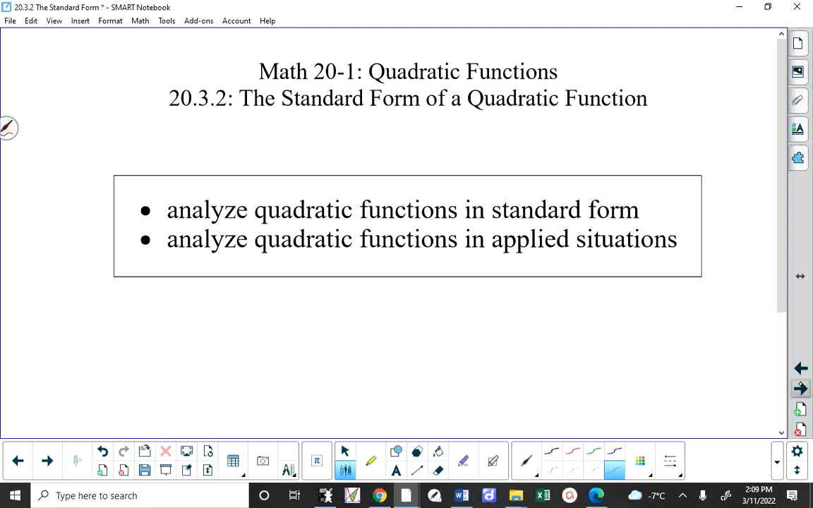So what we're going to be doing today is analyzing quadratic functions when they are in standard form, not vertex form. And at the end of this lesson, you're going to have some practice problems to work on, to be ready for Monday's class. And I will also hand back your exams so you can take a look at them.